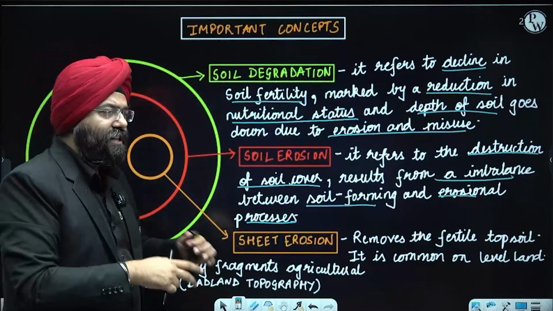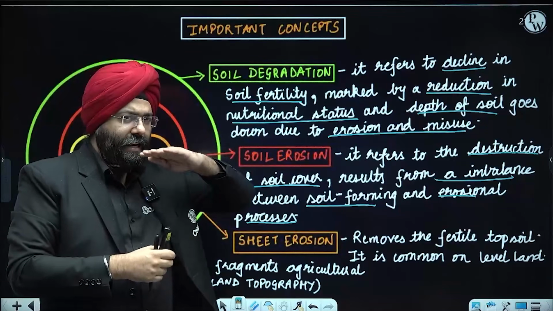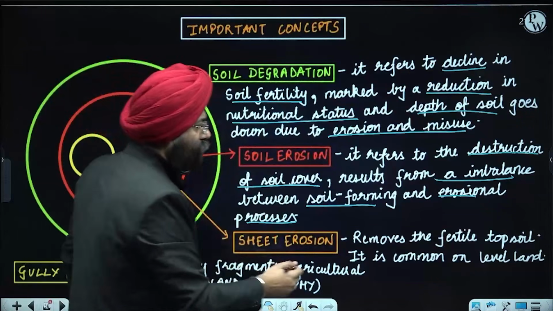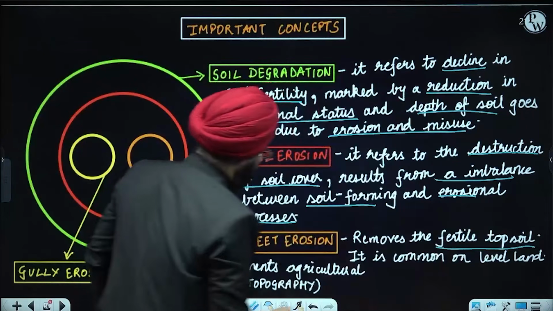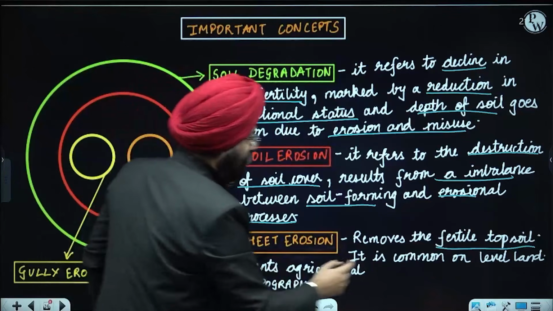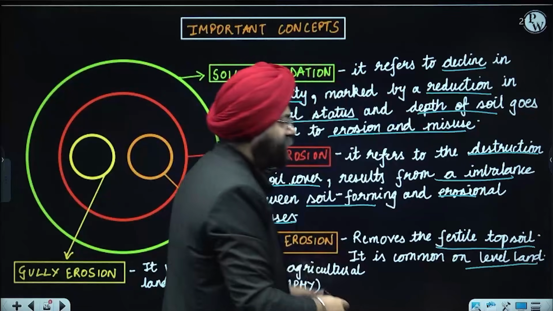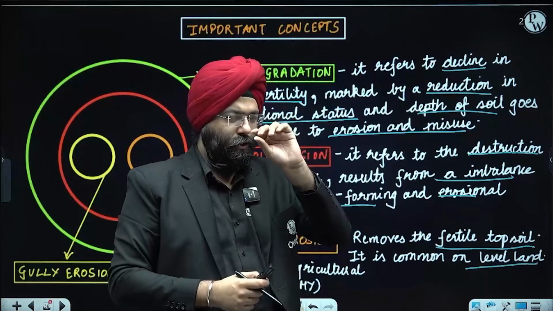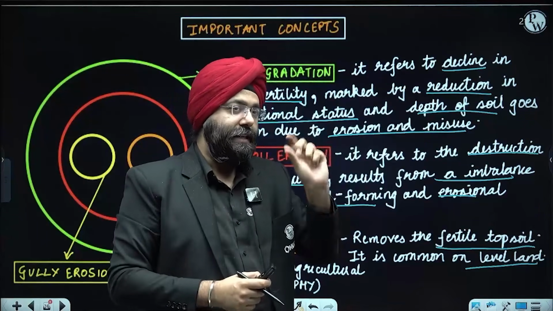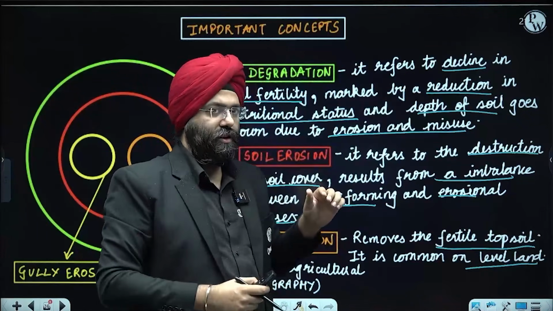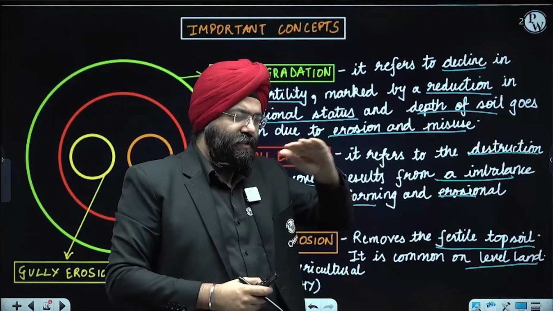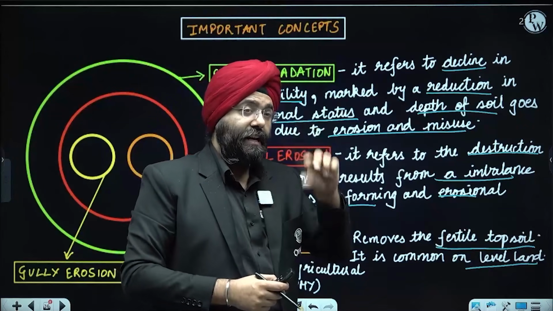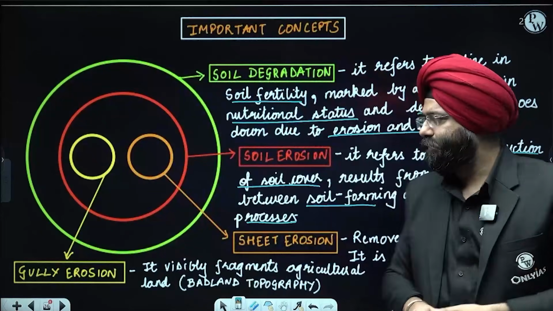The moment you see the word sheet, that means you are referring to a certain layer, a thin layer possibly, the top layer. So see here, it removes the fertile topsoil. It is common in level land. If there is level land and the topsoil is being removed, this is known as what? Sheet erosion. It generally takes place in those regions where the relief is relatively plain or level land is present. Now comes gully erosion, another type.